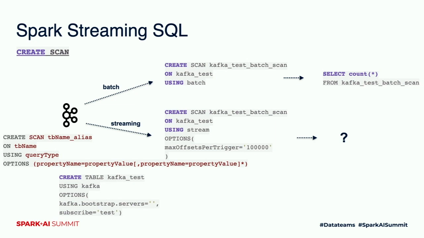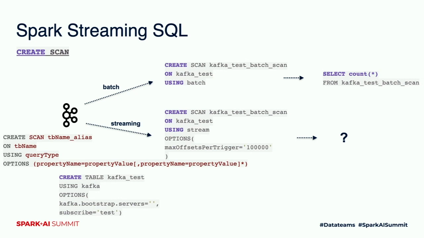The first one is create scan. Create scan syntax defines how to read a table. Why should we introduce scan to define how to read a table instead of reading the created data source table directly? Because a table created by Spark SQL is just a definition of data source. If we support both streaming SQL and batch SQL, Spark can't determine whether this table related SQL is a batch query or a streaming query. So we introduce the create scan syntax.